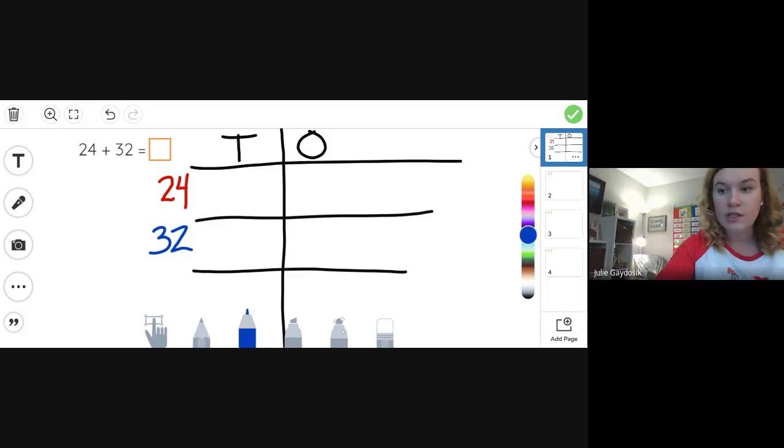Okay, so if I was to draw out 24, I can see that I have 4 ones and 2 tens. So 1, 2, 3, 4, and 2 tens. Then I can see for 32, I have 2 ones, 1, 2, and I have 3 tens, 1, 2, 3. Now what I'm going to do is count all of my ones together and all of my tens, and I'm going to add them up.